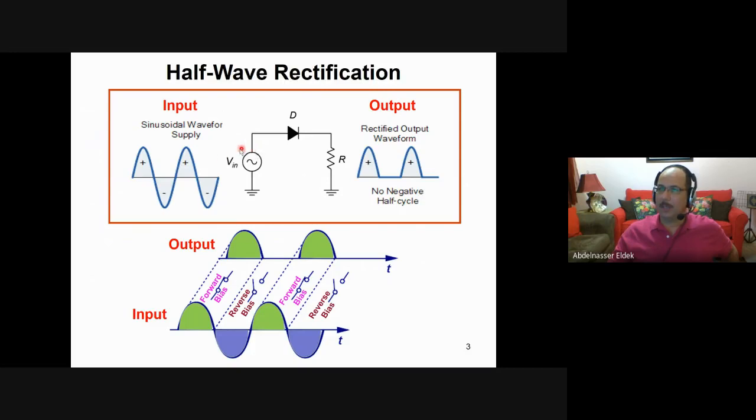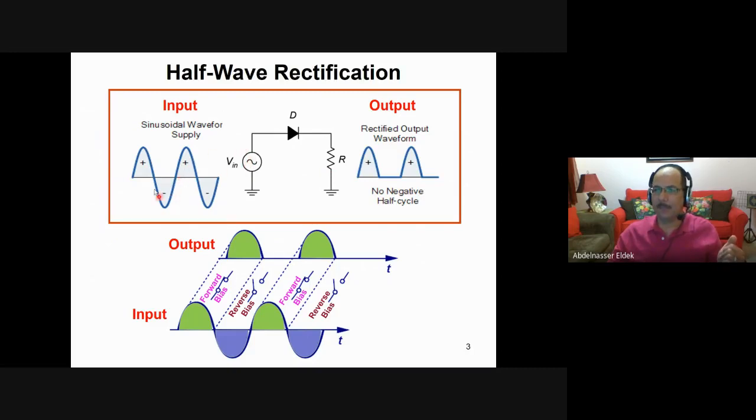When Vin is positive, the diode is forward biased. When it is forward biased, it is almost a short circuit, and you have a 0.7 volt drop. In this case, the output voltage across the resistor is Vin minus 0.7. Since 0.7 is very small with respect to Vin, we can say that this voltage is almost Vin. But ideally, this voltage is Vin minus 0.7.